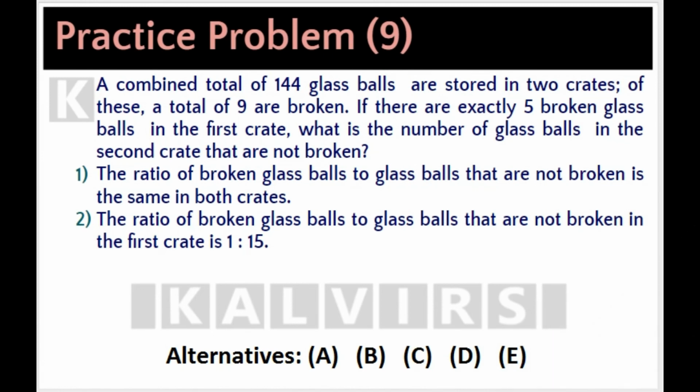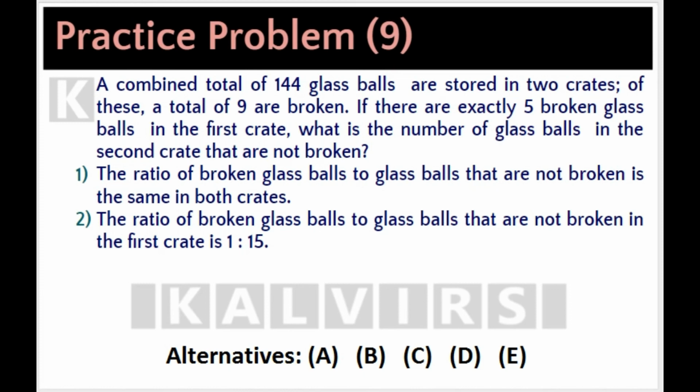A combined total of 144 glass balls are stored in 2 crates. Of these, a total of 9 are broken. If there are exactly 5 broken glass balls in the first crate, what is the number of the glass balls in the second crate that are not broken?